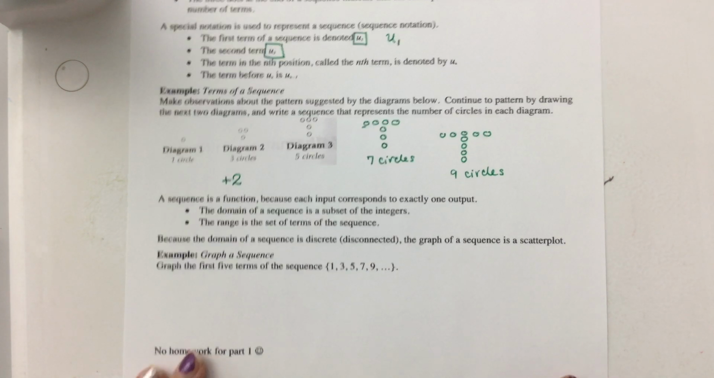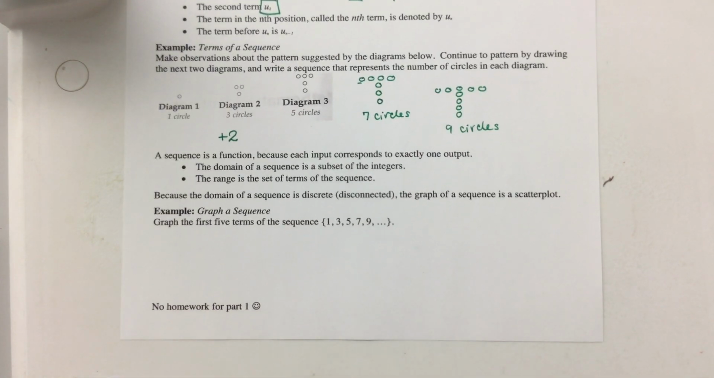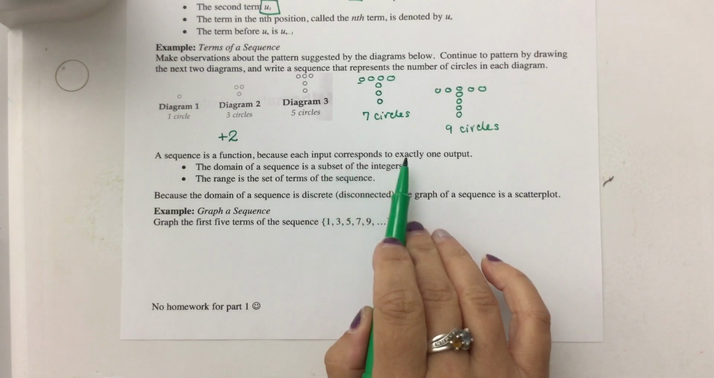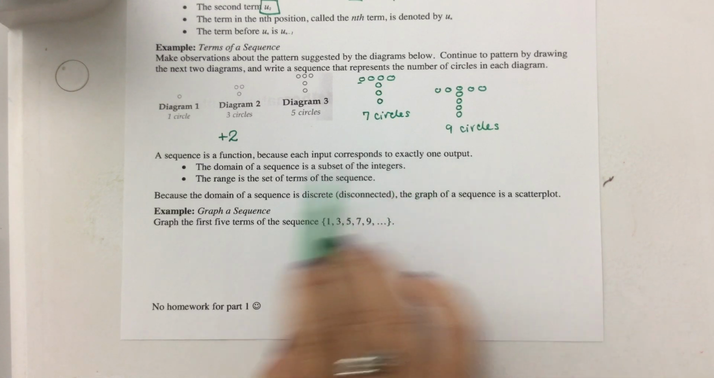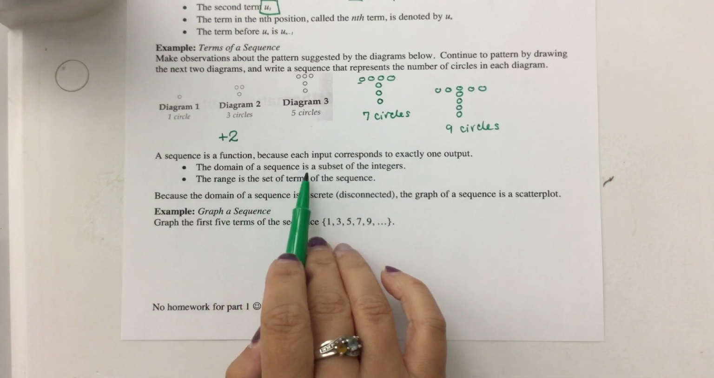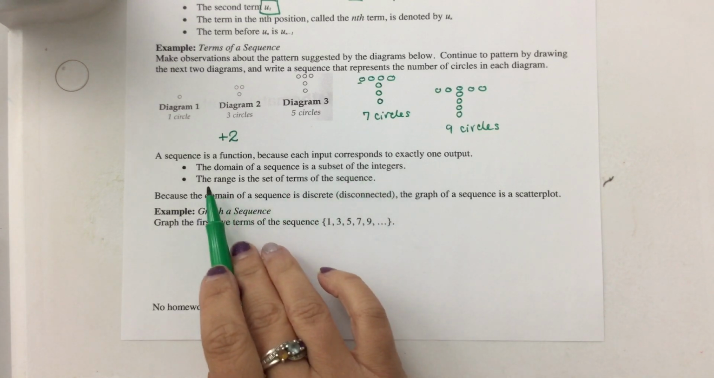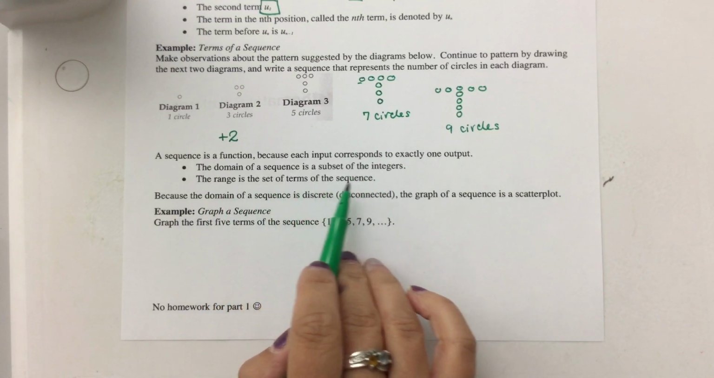One more little idea for just our introduction here. A sequence is a function. Remember, function means that the x value can occur only one time. The reason this happens is because each input, each x, corresponds to exactly one output. The domain of the sequence is a subset of integers. The range is the set of the terms.